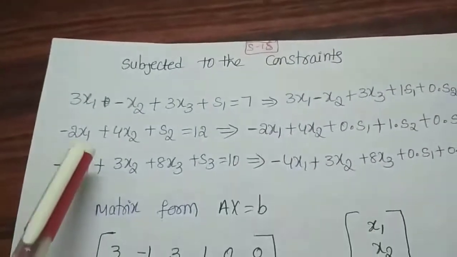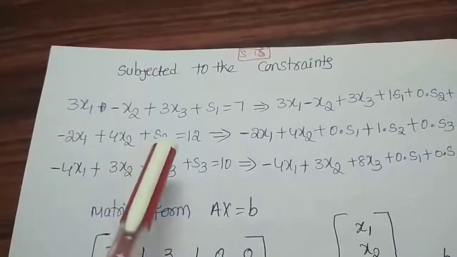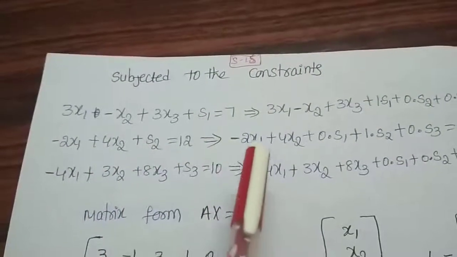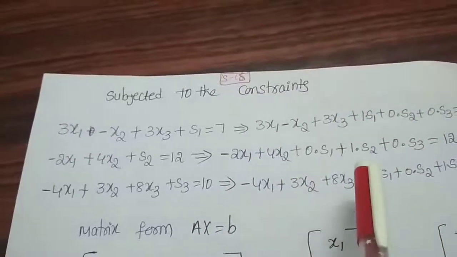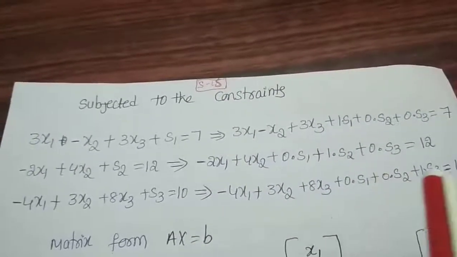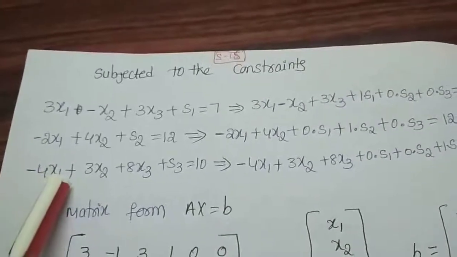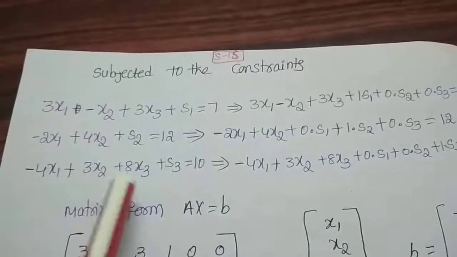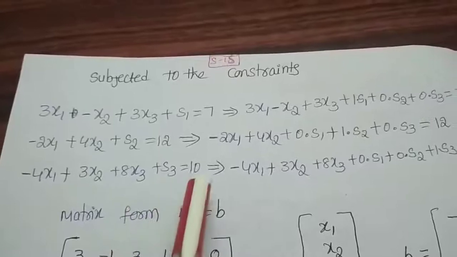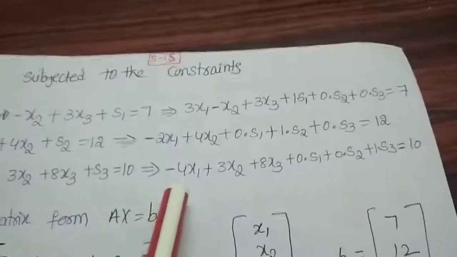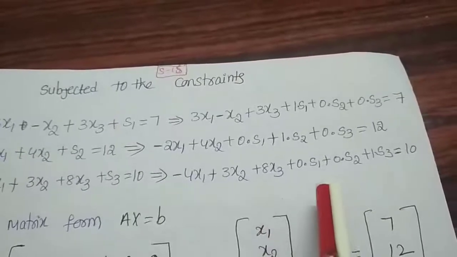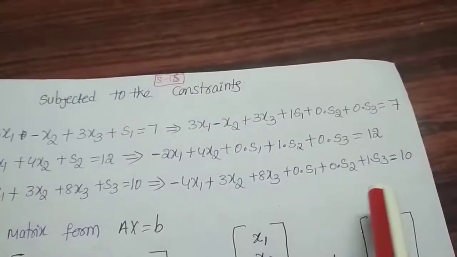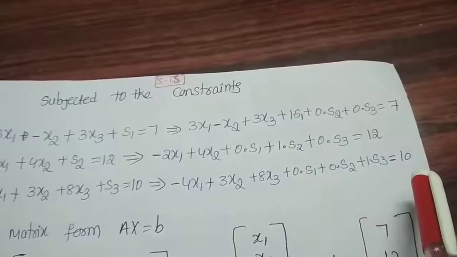Second condition is minus 2x1 plus 4x2 plus s2 equal to 12. That implies minus 2x1 plus 4x2, 0 into s1 plus 1 into s2 plus 0 into s3 equal to 12. Third condition is minus 4x1 plus 3x2 plus 8x3 plus s3 equal to 10. This we can write as minus 4x1 plus 3x2 plus 8x3 plus 0 into s1 plus 0 into s2 plus 1 into s3, equal to 10.